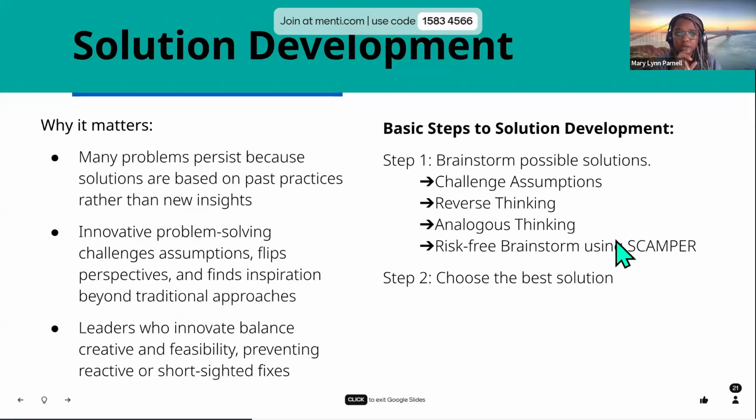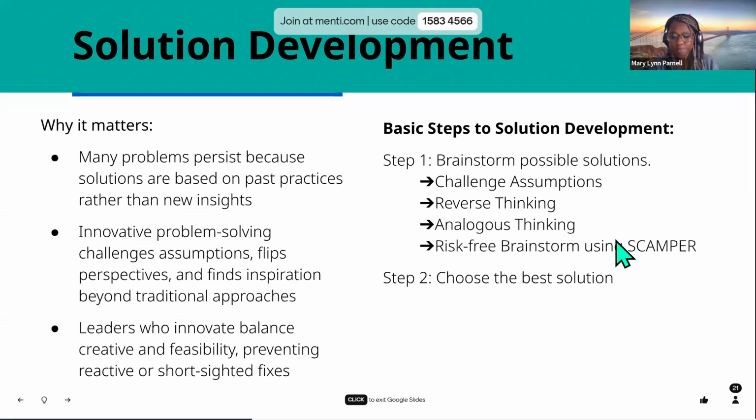Innovative problem solving means challenging assumptions, flipping perspective, and finding inspiration beyond traditional approaches. We're really looking for innovation. Leaders who innovate balance creativity and feasibility by preventing reactive or short-sighted fixes. So we're really wanting to not be reactive, but proactive, innovative in our creativity and feasibility.